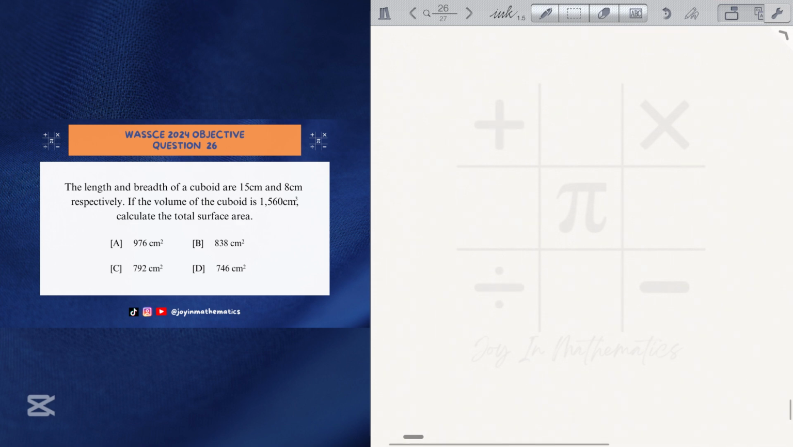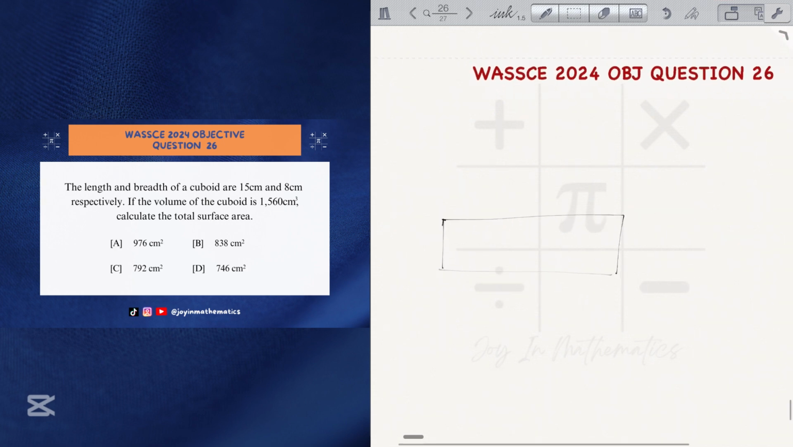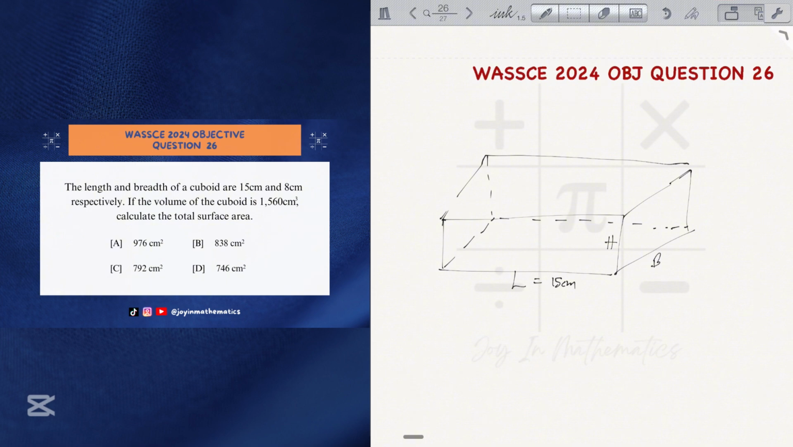So let us draw the diagram representing the cuboid. So we have the length, moving on with the breadth. So we complete the diagram with this. Apologies, it's not looking quite like it, but we'll manage it. So we have the length, the breadth, and then the height. Now we are given that the length is 15 centimeters, the breadth is 8 centimeters, the height is unknown.